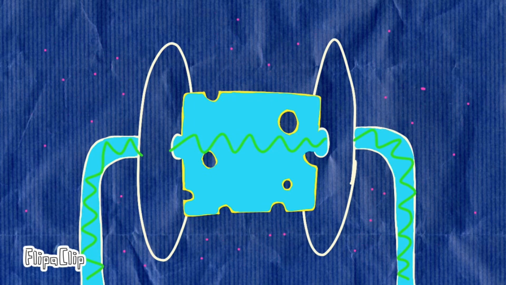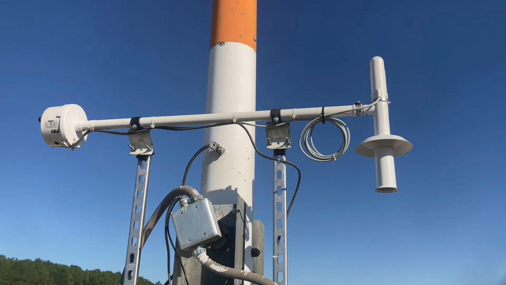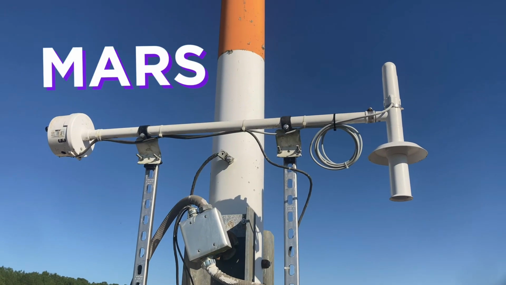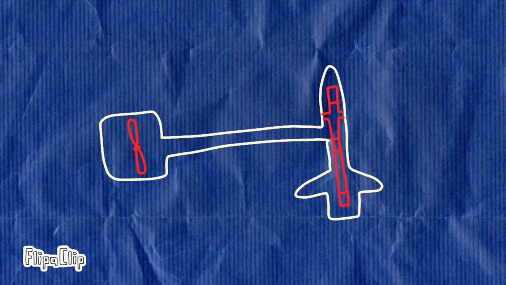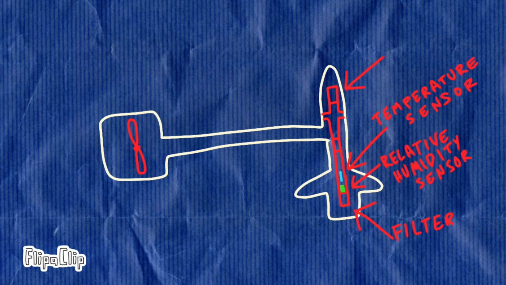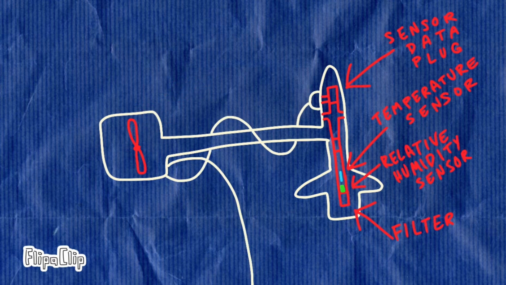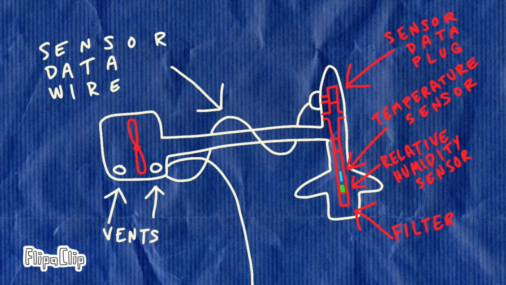The times are calculated and translated into barometric pressure by the computers. The motor aspirated radiation shield detects dew point and temperature in the surrounding air. The MARS system has internal components that are covered by a shroud to help regulate heat. Components include a fan, filter, relative humidity sensor, temperature sensor, sensor data plug and wire, and vents are located by the fan. Let's discuss the relative humidity sensor.